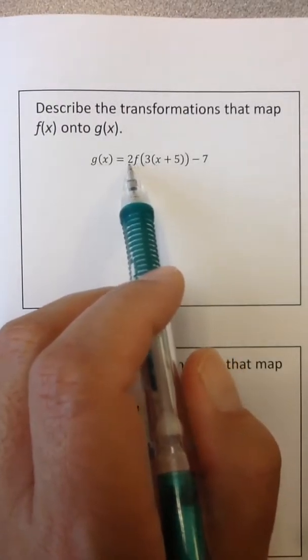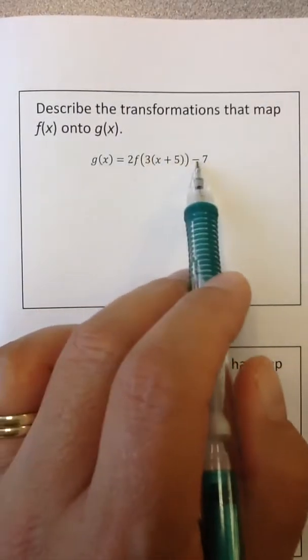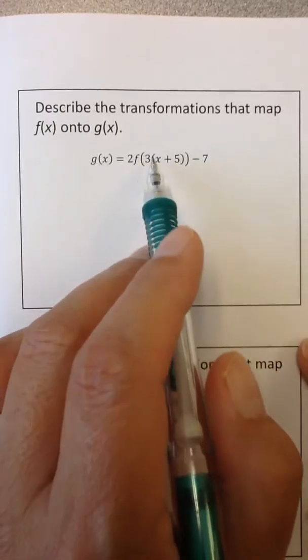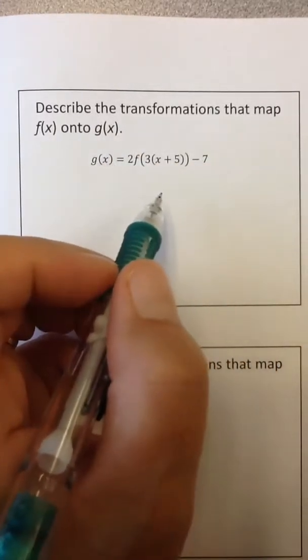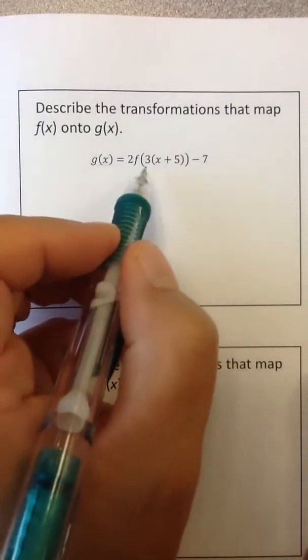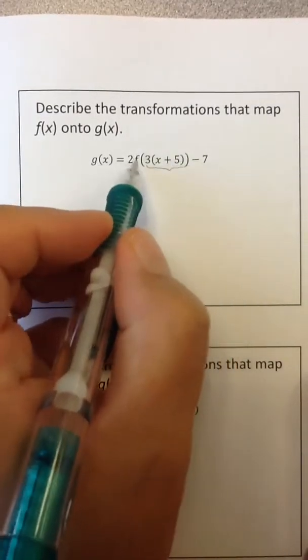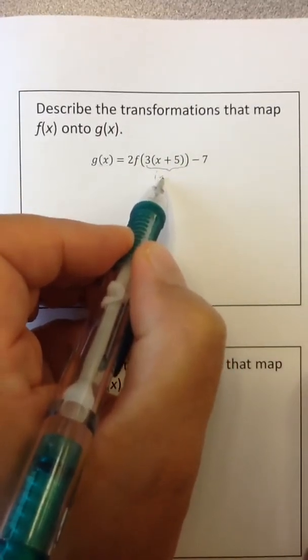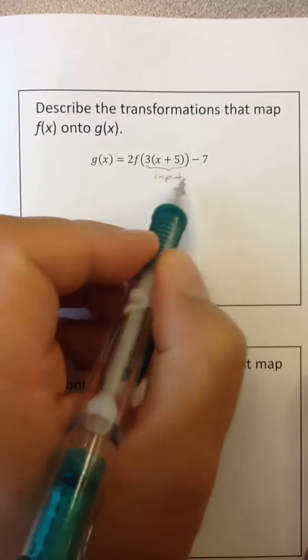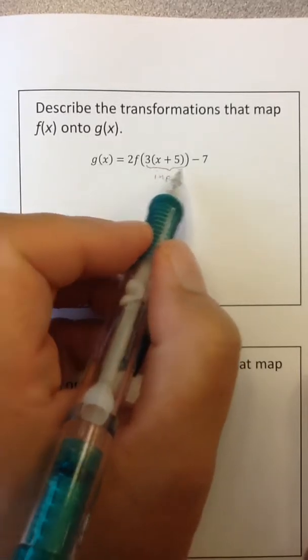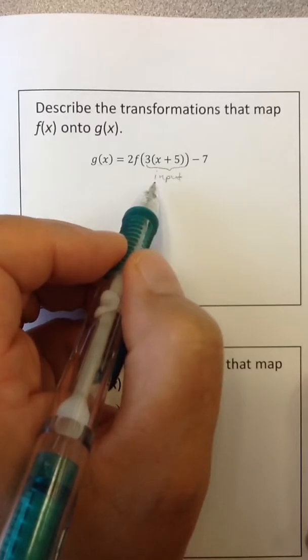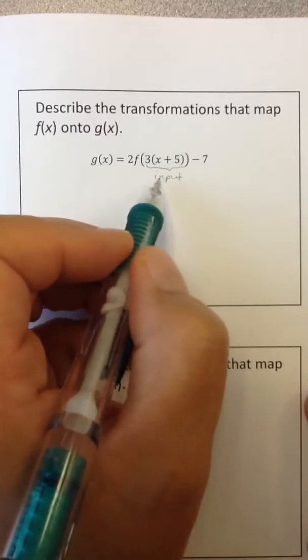So I've taken f of x and I've done some addition, subtraction, and multiplication on that. And I need to just make a list of what those transformations are. Everything inside the parentheses that follows the f is the input, which means those are all things that happen in the x direction. So I'm going to always start with what's inside the parentheses because that's going to keep me from getting my vertical and horizontal mixed up.